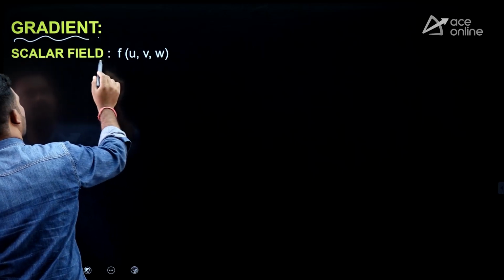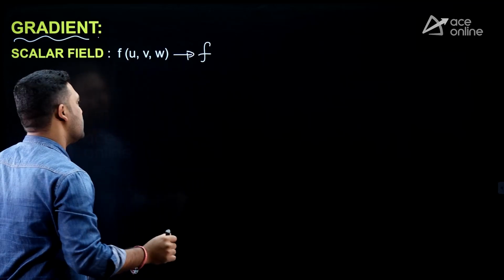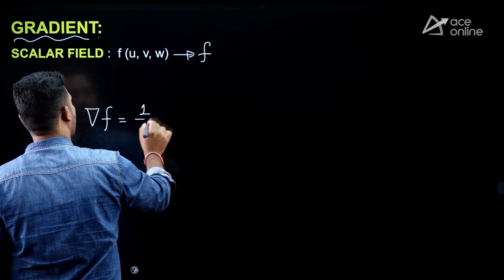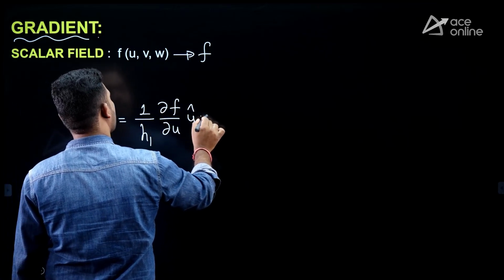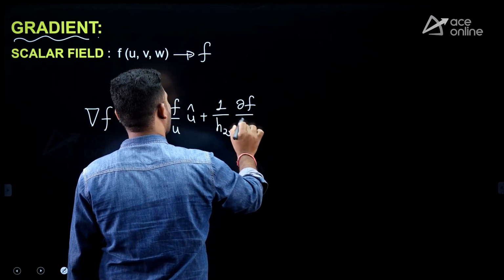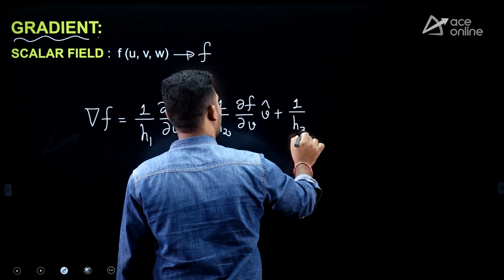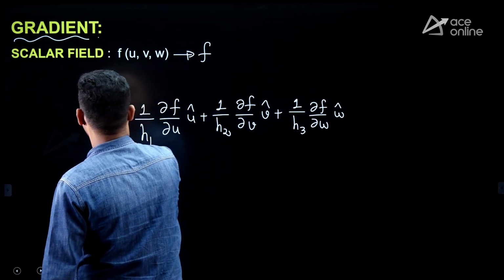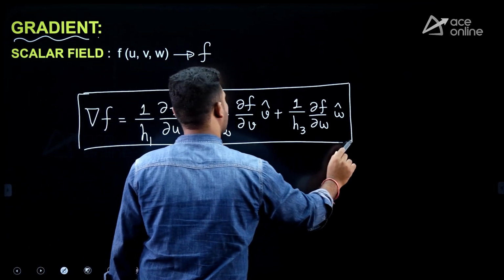I want to define what is called a scalar field. F of u comma v comma w, I will just represent it as f. The gradient is performed on the scalar field, and the output is a vector field. So gradient of f is equal to 1 by h1 into dou f by dou u, u cap, plus 1 by h2 into dou f by dou v, v cap, plus 1 by h3 into dou f by dou w, w cap. Now you can expand this one over the Cartesian, cylindrical and spherical.